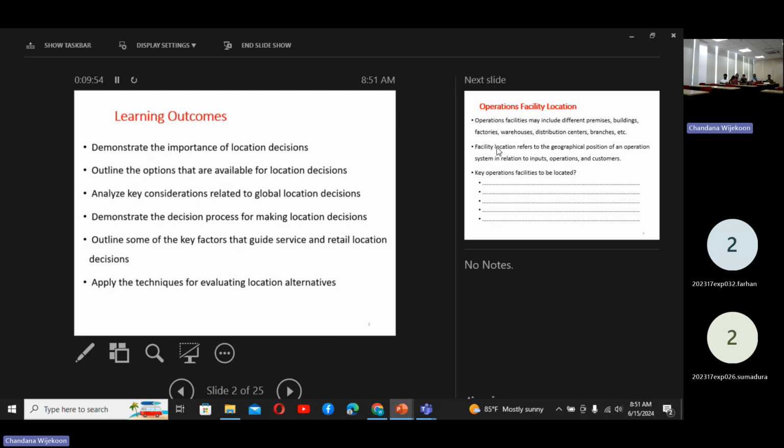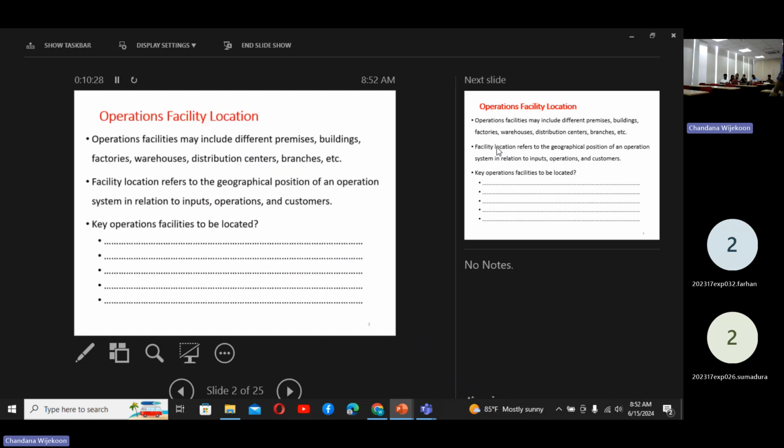We'll identify a few steps that will help you as managers when selecting a location. There we will also identify the key factors for manufacturing businesses and for service organizations. Towards the end, we will also identify some evaluation techniques which are commonly used for location selection. That is the content we are going to cover.